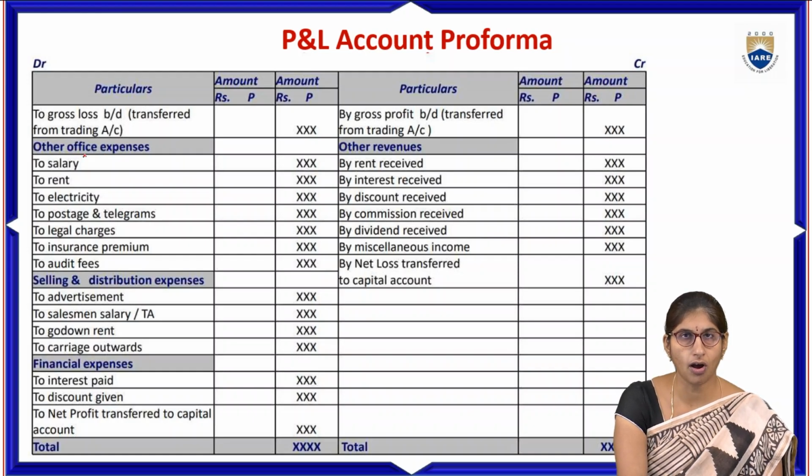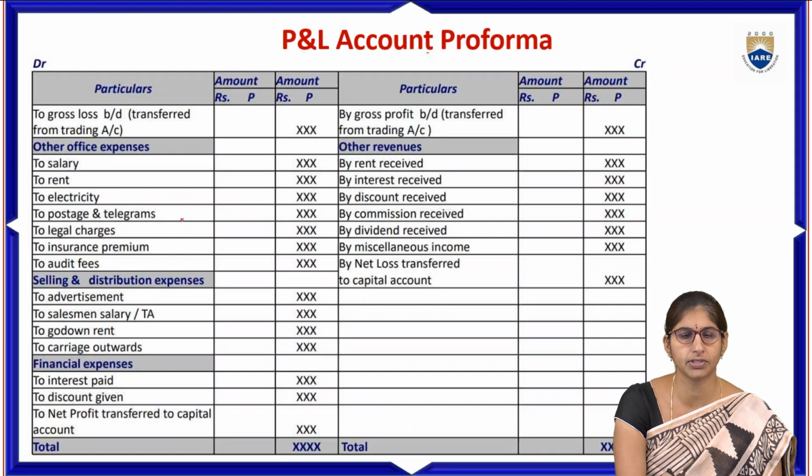Now coming to office expenses. Salary is an expenditure which is paid to the employees of a particular organization. It is an expenditure, so we record it on the debit side of the P&L account. Rent of the office is also an expenditure, so we record it on the debit side of the P&L account. Electricity for the office, we also record on the debit side. It is also an expenditure.